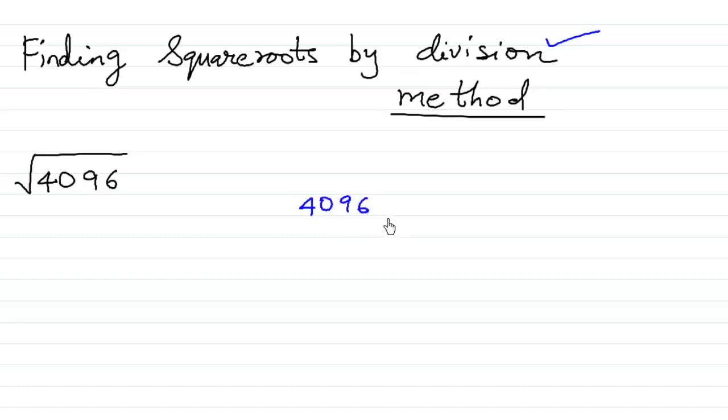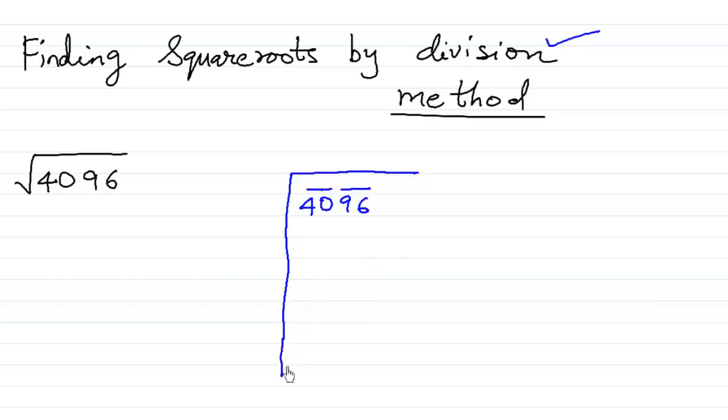4096, and then starting from the units place we are going to group the digits in groups of 2. So this 9 and 6 becomes the first group and 4 and 0 becomes the second group. So starting from the units place, make groups of 2. And then we are going to find the square root. So we're going to draw such a shape.